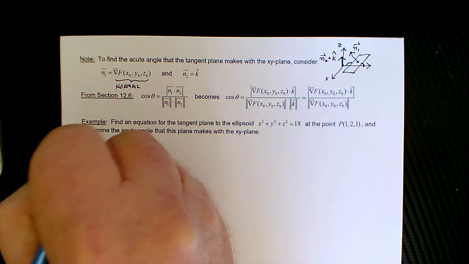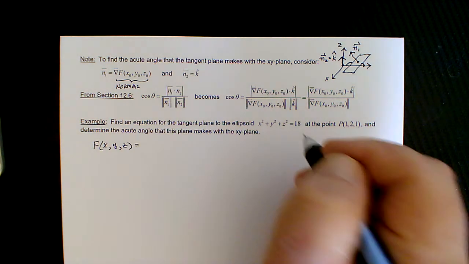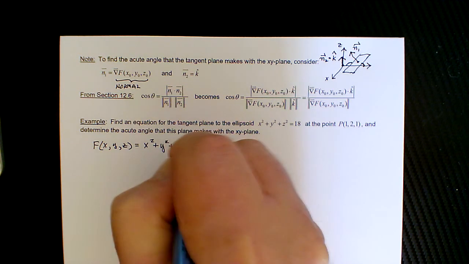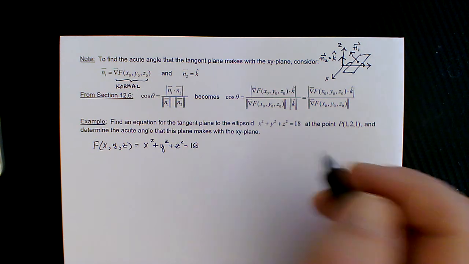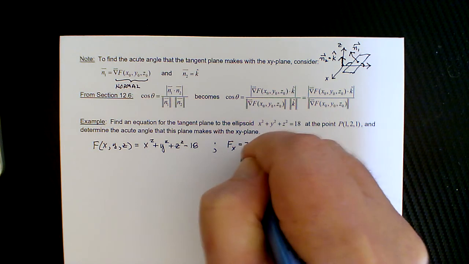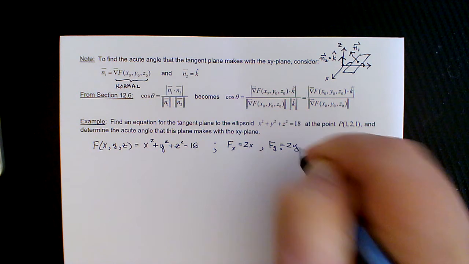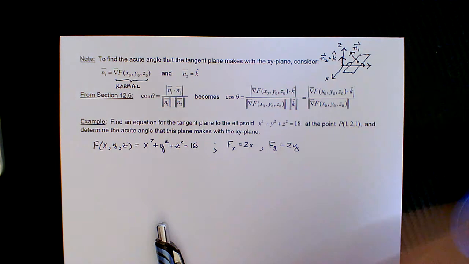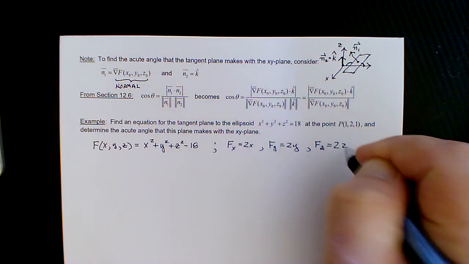So extra practice for the equation of the tangent plane. Form the implicit function f of x, y, z, easiest to transpose the 18, so x squared plus y squared plus z squared minus 18. We'll find the three partials. f sub x is 2x, f sub y is 2y, and f sub z is 2z.